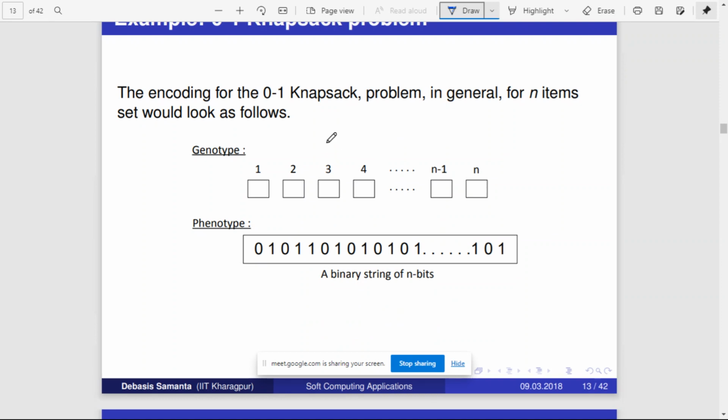Fine. So the encoding of the 0-1 abstract problem in general for n items. If there are n items, then how many combinations do we have? 2 to the power n minus 1. Then its genotype can be generically represented like this. Then its phenotype will be something like this, right? That is, we include all the bits here.